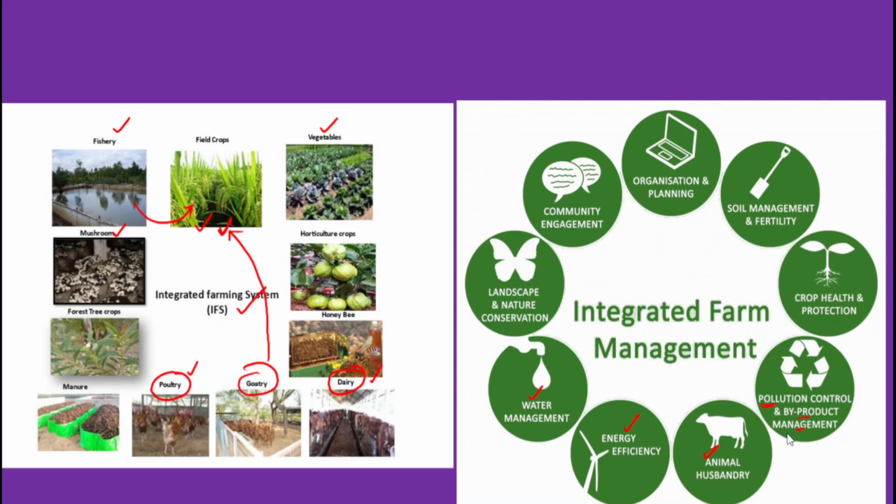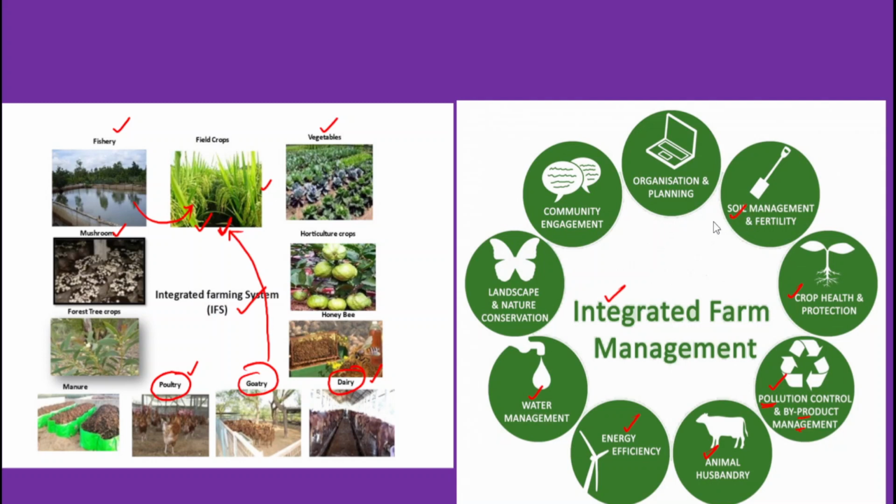So what does this mean? When we have ventured into the integrated farming system, we generally don't use chemical fertilizers. We generally use the waste from the poultry industry and other animal husbandry waste products. Therefore, there is a reduced need for chemical fertilizers, and that also controls pollution, and byproduct management will also be achieved. After that, crop health and crop protection can be achieved, and better crop yield can also be possible through the integrated farming system.